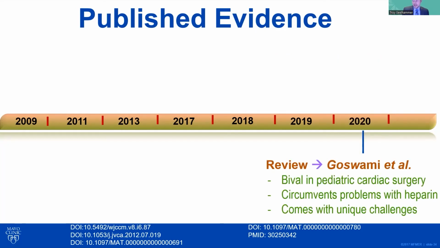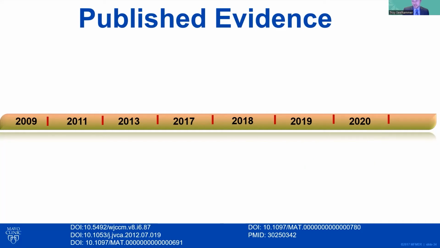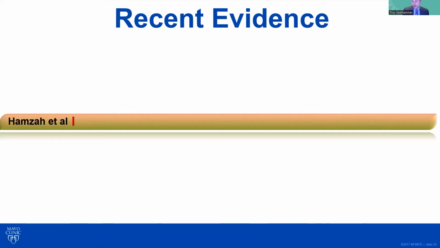Goswami et al. did a review looking specifically at pediatric cardiac surgery using bivalirudin. A little bit different population, of course, than ECMO per se, but what Goswami et al. found was that it does circumvent a lot of the classical problems associated with heparin, but it comes with its own unique challenges, which sort of brings us to the COVID era. And I think this is where things start to pick up speed in the quality of evidence.